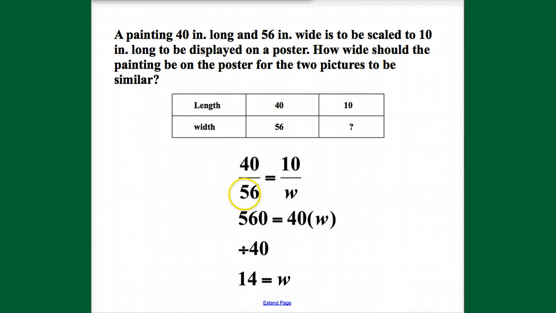Again, see, I've got the 40 over 56. This is the length and the width of the original. The length of my new one, the width of my new one that I don't know. Using cross products, 40 times W equals 560. I want to divide both sides by 40, and I will determine that the width of my new picture has to be 14 inches.